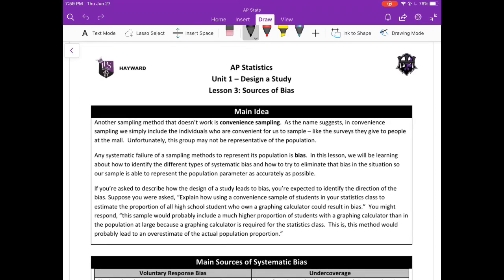Welcome back, everybody. We are going to go ahead and go over lesson 3, sources of bias. So we're going to get started with the main idea.